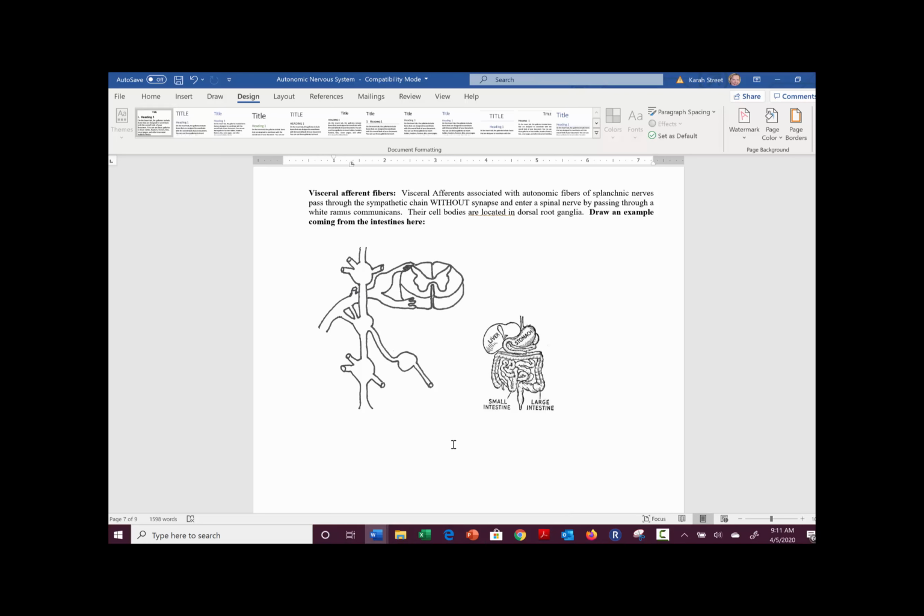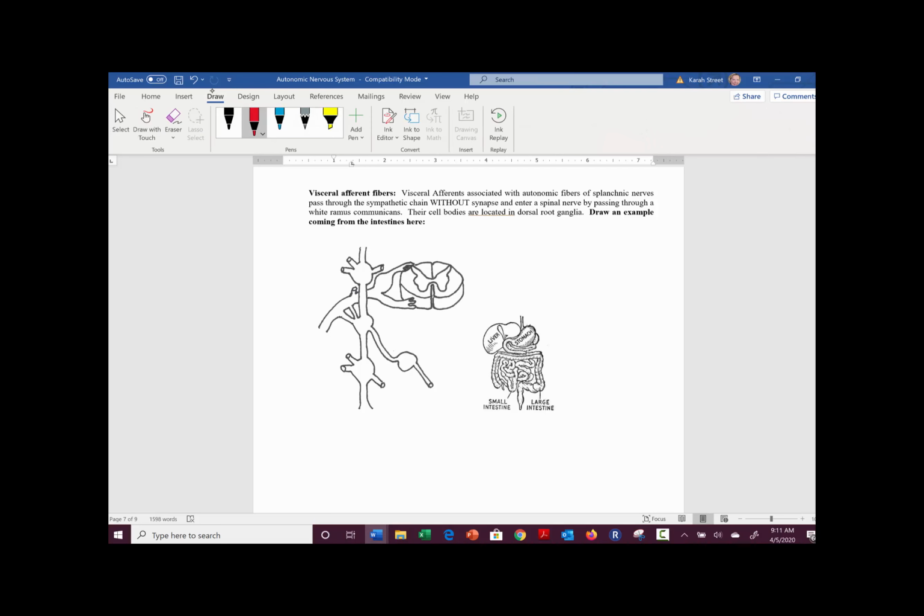Now, we are not going to worry about visceral afferent fibers. That means sensory. So I do not want you to worry about this at all. I am not asking you to draw the pathway of visceral afferents. You should simply know that a visceral afferent fiber is relaying sensory information from involuntary effectors, and their cell bodies would still be found in dorsal root ganglia. That's where we find cell bodies for all sensory afferent fibers. But I am not asking you to draw that pathway.